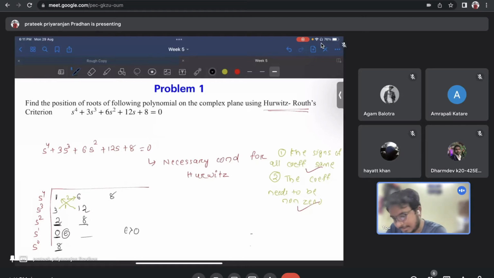So this 0 is cancelled. Now it's epsilon and it's 8. You can see, as we have taken the epsilon as positive, there is no sign change in this column. That's why we can say none of the poles are on the right hand side. Am I clear? Because there is no sign change. The conclusion: none of the poles are on the right hand side.